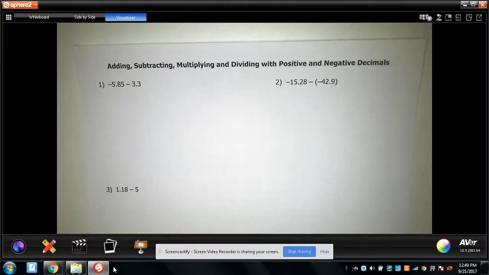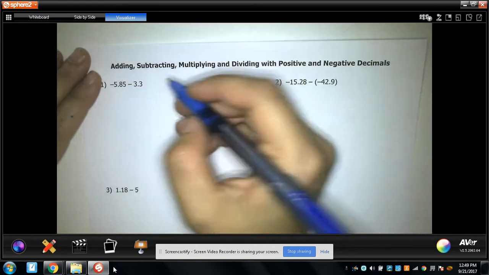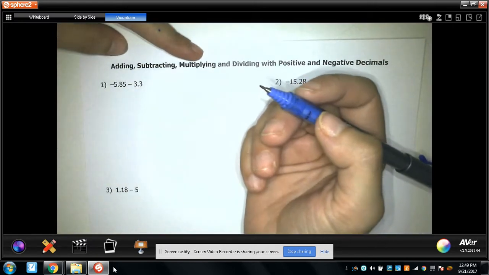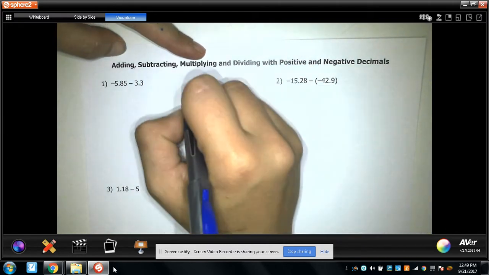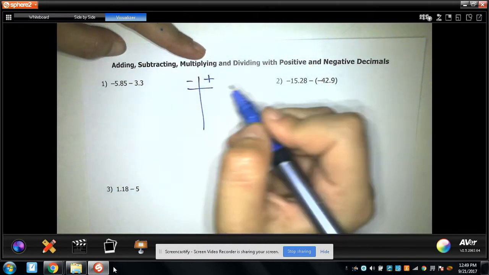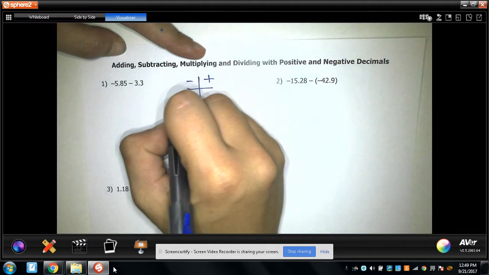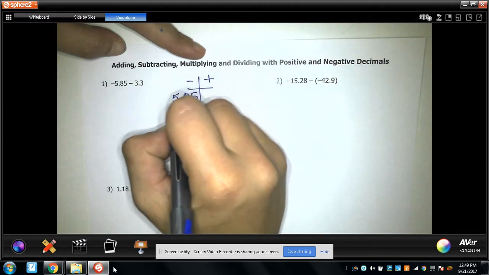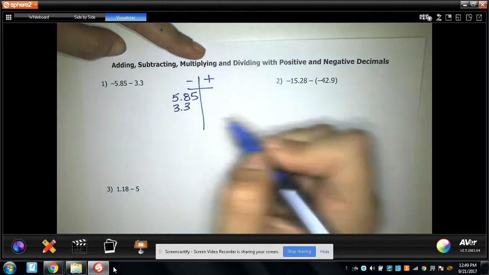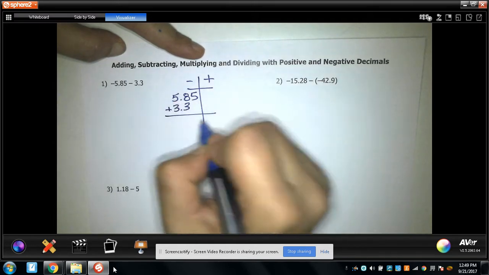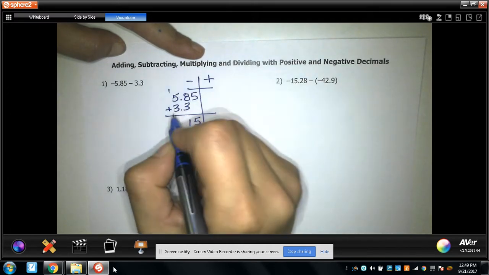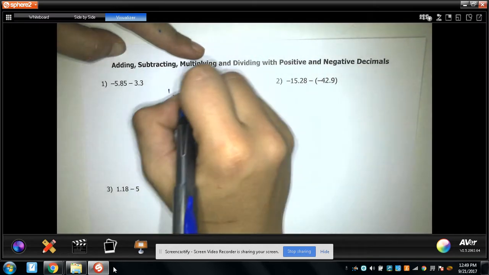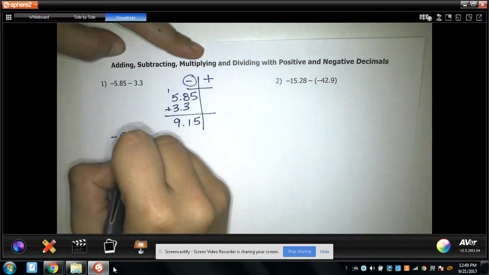In this video, I'm going to go over how to add, subtract, multiply, and divide with positive and negative decimals. So when you see adding and subtracting with negatives, I always try to make a scoreboard. And when you make a scoreboard, make sure you line up the decimals, because when you add and subtract decimals, you have to line them up. So the answer I get here is negatives win by 9.15.